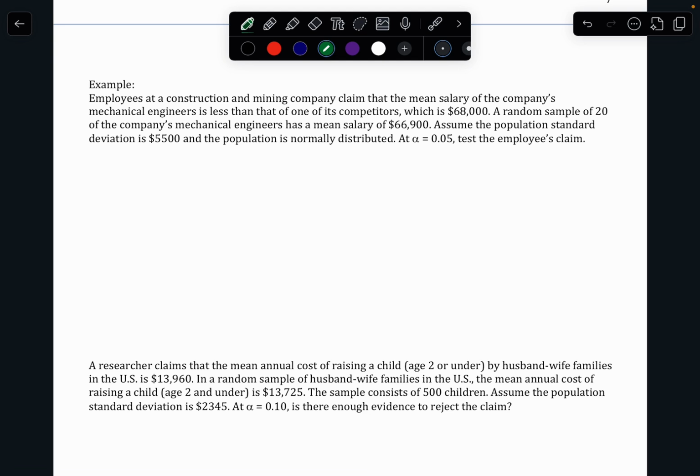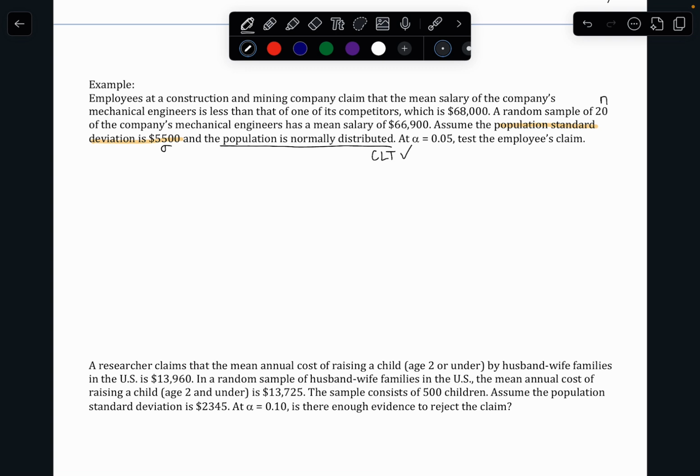So, going through our steps, first thing we want to check is verify that sigma is known. And if we read back through here, we know that it says assume the population standard deviation is 5,500. And that is our sigma. So we're good there. Then we also need to check and verify that either n is greater than or equal to 30, and our n is 20, so that doesn't work. But then we can also check that our population is normally distributed, which it is. So that means our central limit theorem has been satisfied.